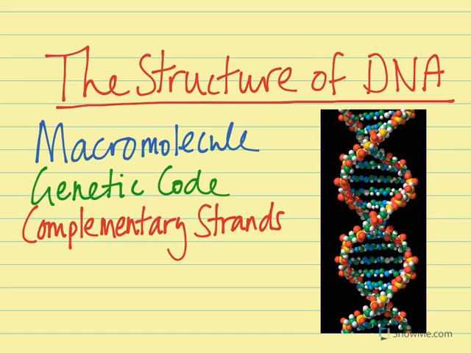The DNA molecule is made of two complementary strands, and we'll have a look at those in a bit more detail later. Those strands are joined together and create this pattern that you can see in the picture here, called a double helix. Not a spiral, double helix.